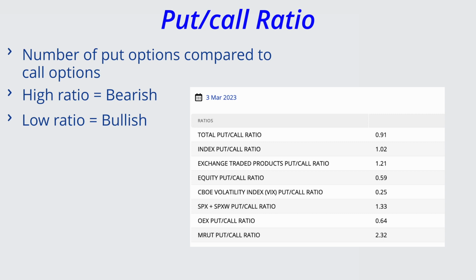This table shows the put-call ratio for March 3rd. The total put-call ratio is 0.91. However, the put-call ratio which we should focus on is the equity put-call ratio, which is 0.59. Historically, a ratio greater than 1 suggests that the market is more bearish and that we might be approaching the bottom of the market. On the other side, when the ratio is less than 0.5, the market is overly optimistic.